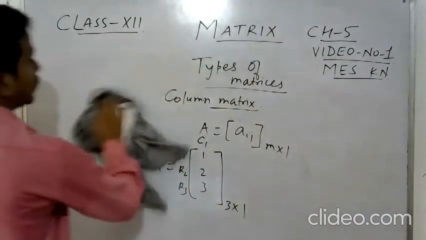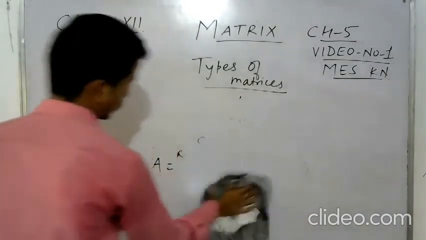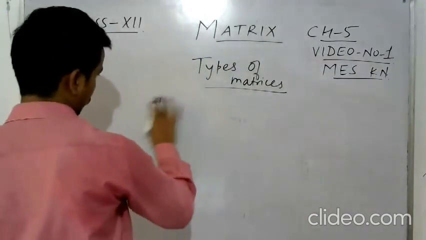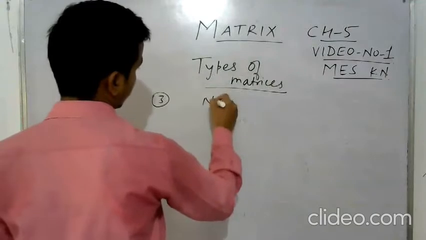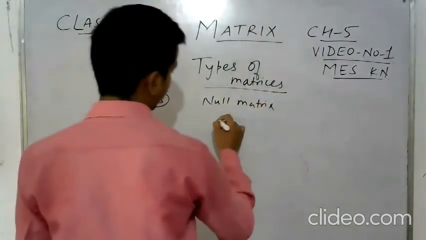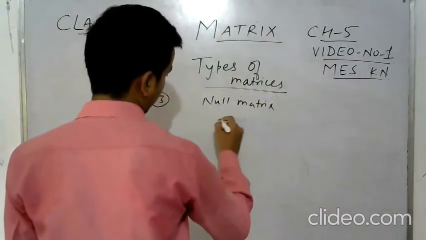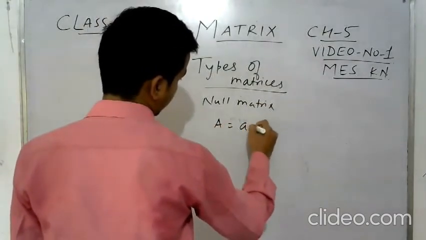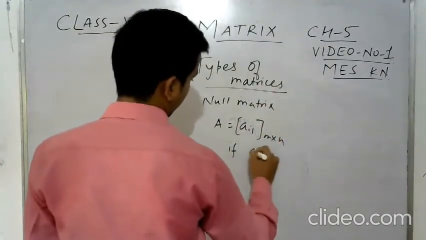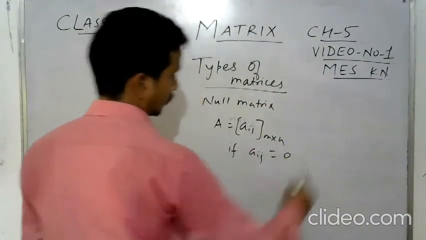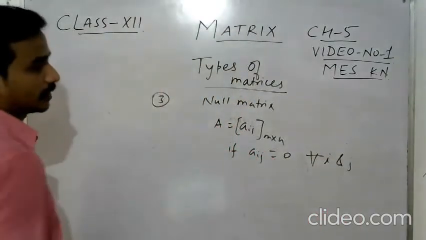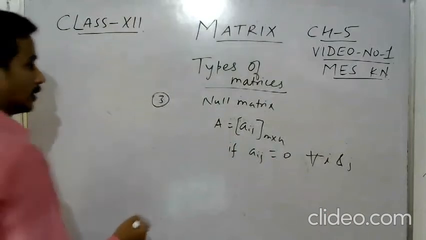Now the next matrix is null matrix. The third type is null matrix. A null matrix is a type of matrix whose every element is 0. Suppose there is a matrix Aij of order m by n, and if every element Aij equals 0 for all i and j, then such a matrix is known as a null matrix.